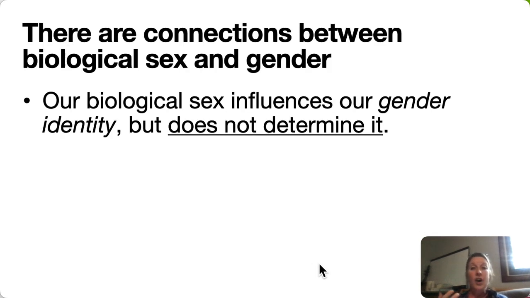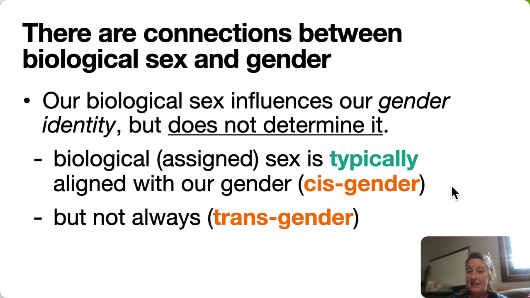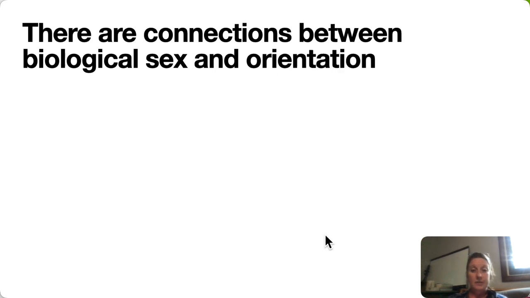Now, there are connections between our biological sex and our gender. So our biological sex, whether we are born male or female, influences our gender identity, but it does not determine it. What that means is that our biological or our assigned sex is typically aligned with our gender. They're typically the same, and we call this cisgender. But it's not always the case. And when someone's biological sex and their gender differ, we say that they are transgender.